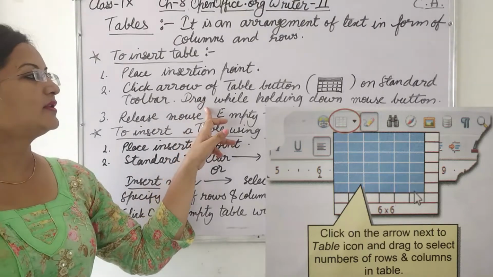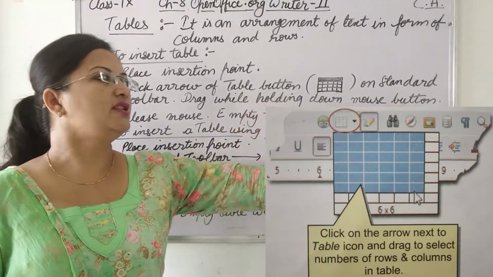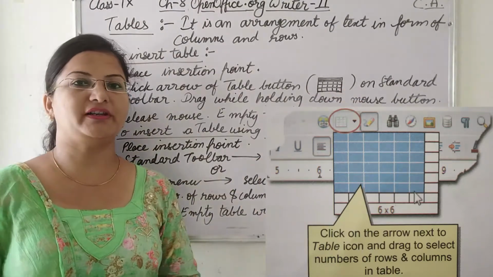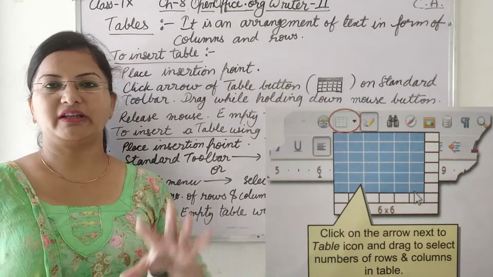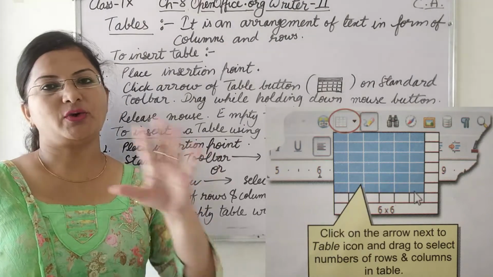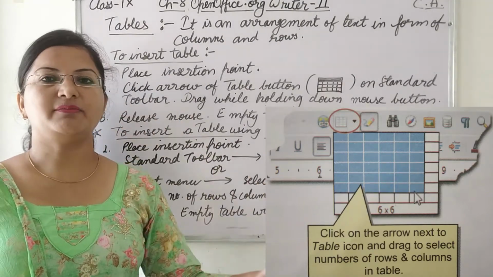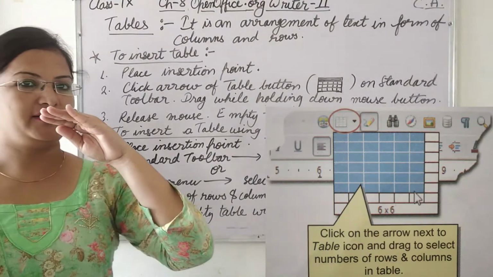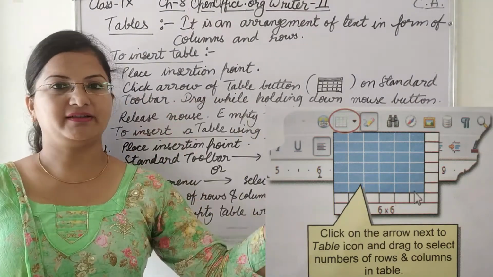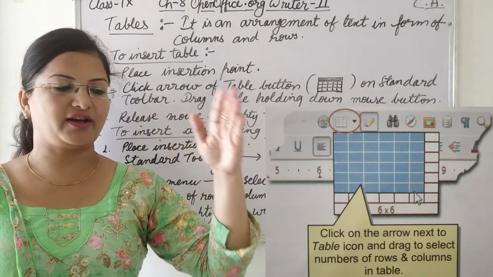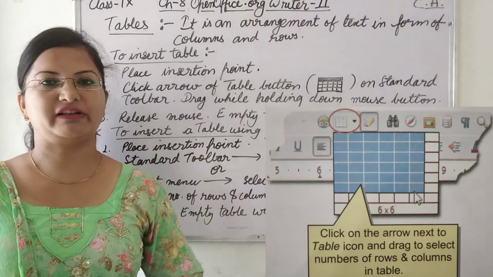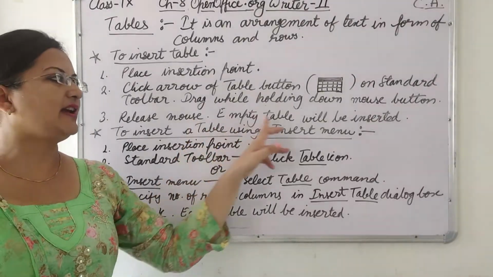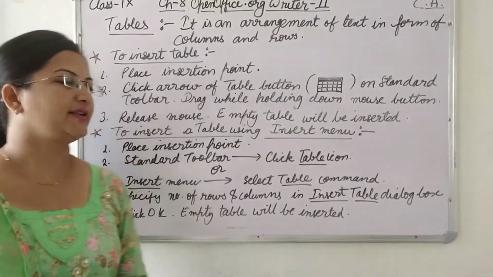So we can drag while holding down the mouse button. When we click on the arrow near the table button, a drop down will appear. In that drop down, there will be a number of cells. So you have to drag the mouse to select those cells. Okay, if you drag the mouse horizontally, that means columns will be selected, and if you are dragging down, then rows will be selected. So after the selection, you have to release the mouse, then an empty table will be inserted.